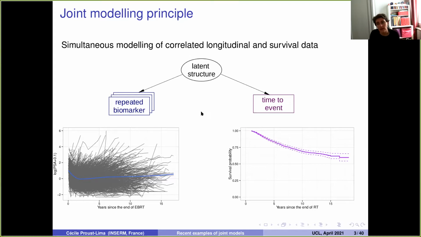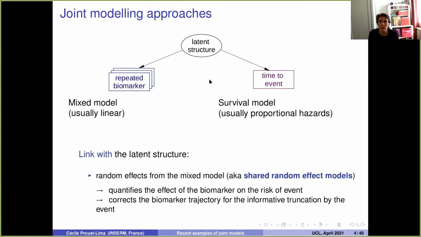The idea is that to take into account the correlation between those two processes, we will assume that we have a latent structure that will capture entirely the correlation. So we have a conditional independence of the repeated biomarkers and the time to event given a latent structure. Usually, this latent structure will correspond to some random effects. When we model the repeated biomarker measures, we use a mixed model based on individual random effects. And the main type of joint model is to assume that we can use those random effects to make the link with the time to event. That helps us to quantify the effect of the biomarker on the risk of event.